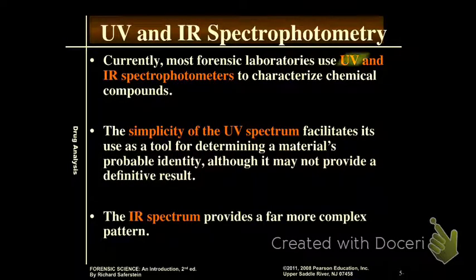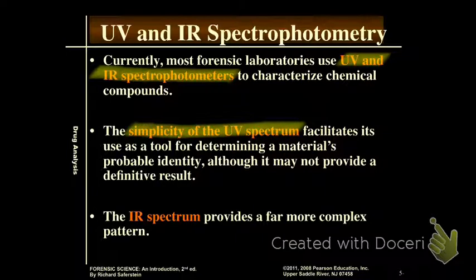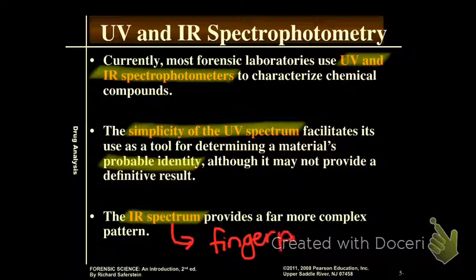Most forensic laboratories use ultraviolet and infrared spectrophotometers. The nice thing about UV is it's really simple. It makes it easy to determine a material's probable identity, but it doesn't give an actual foolproof result. The IR spectrum, on the other hand, is sometimes compared to a fingerprint of a substance. It is a unique identifier.